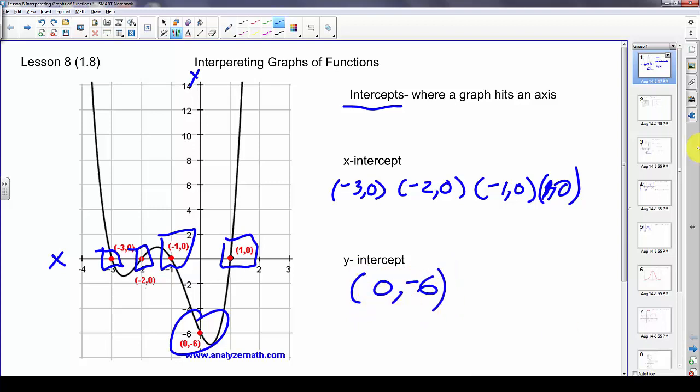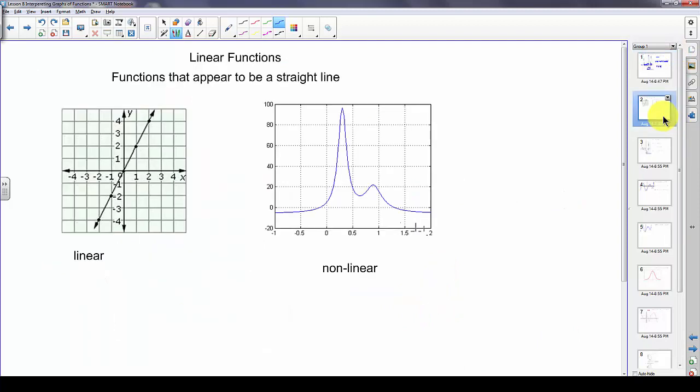Sometimes functions are referred to as what are called linear functions. In other words, graphs that appear to be perfectly straight lines that also pass a vertical line test. So this is an example of a linear function: straight line, passes a vertical line test. While this passes a vertical line test, making it a function, it undulates up and down, so it's not linear.